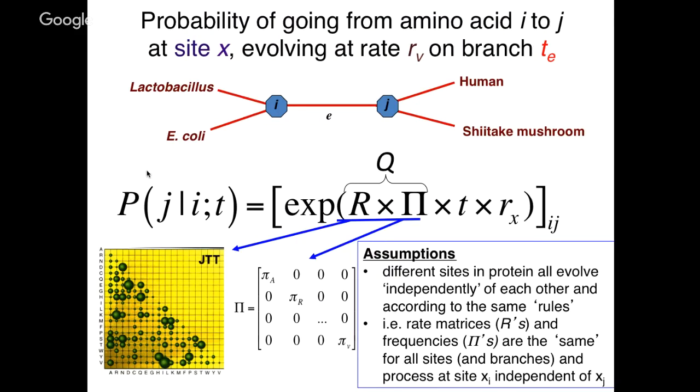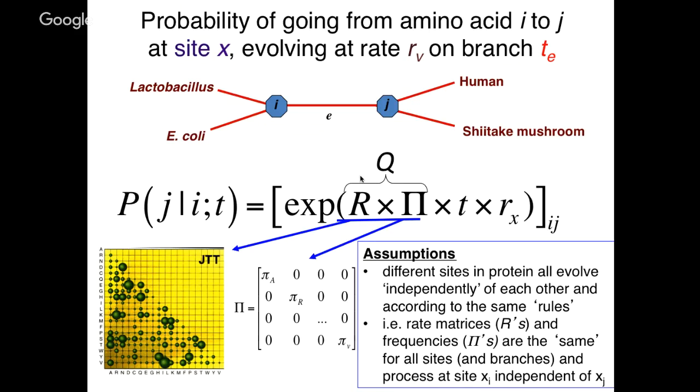Finally, I'm going to get to the part that I really want to focus on, which is the assumption that the actual model of sequence change, the relative rate of amino acid substitution, the so-called rate matrix of change. Here I've got R times capital Pi, which I will be referring to together. The product of these matrices is a Q matrix.